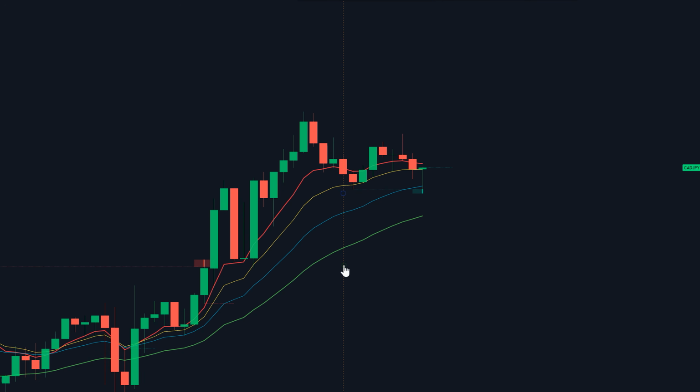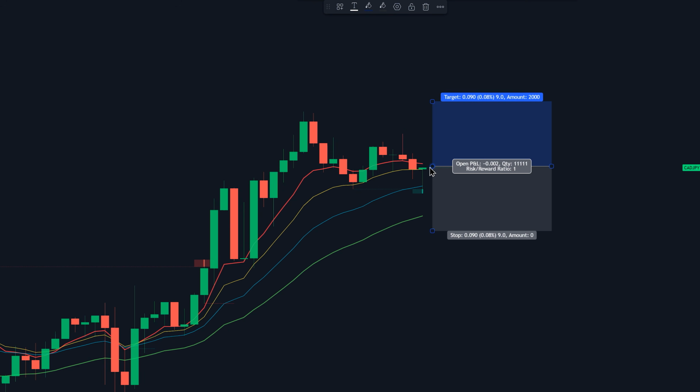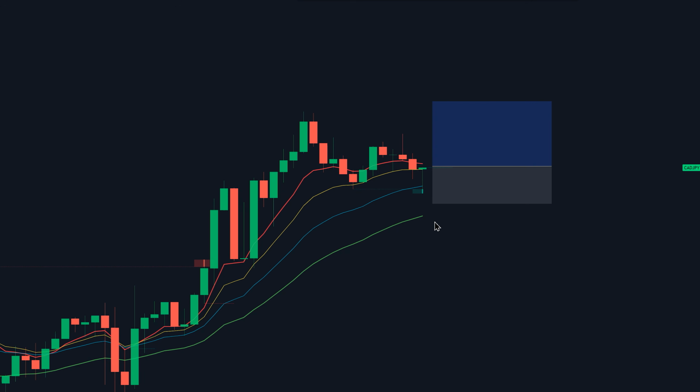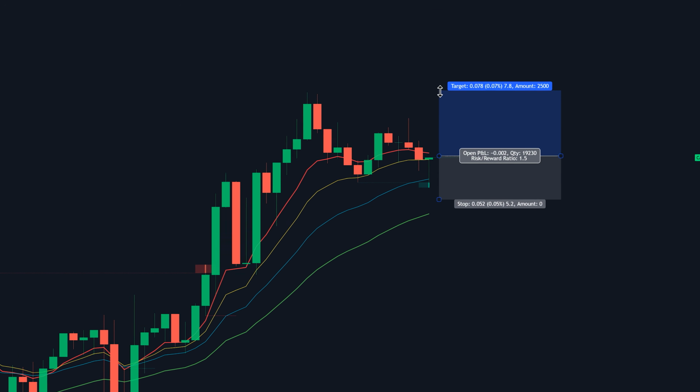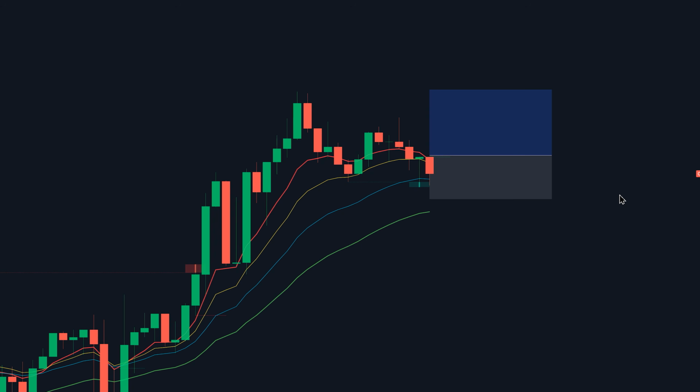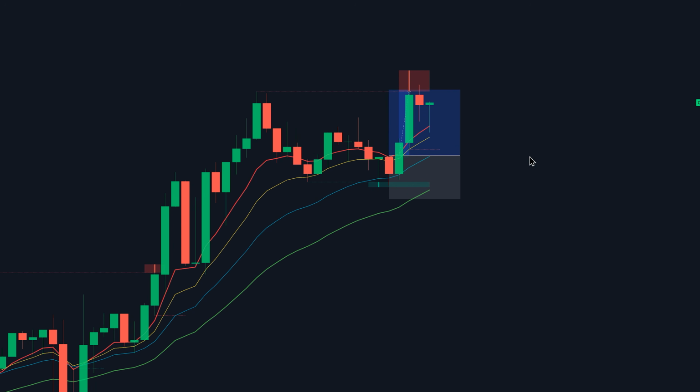Because of that, we're going to enter a long position here. We're going to put our stop loss under the most recent swing low. For the take profit, we're going to go with 1.5 times the risk, letting the trade run and take profit.